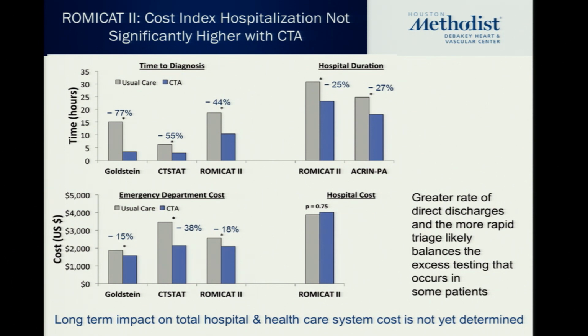And this is also debated. Does this lead to more costs? Does it not lead to more costs? Some people have proposed that if you're able to clear out the ER so fast in a lot of patients, then for the few patients that you do send to the cath lab, the cost should average out. It shouldn't necessarily add too much cost.